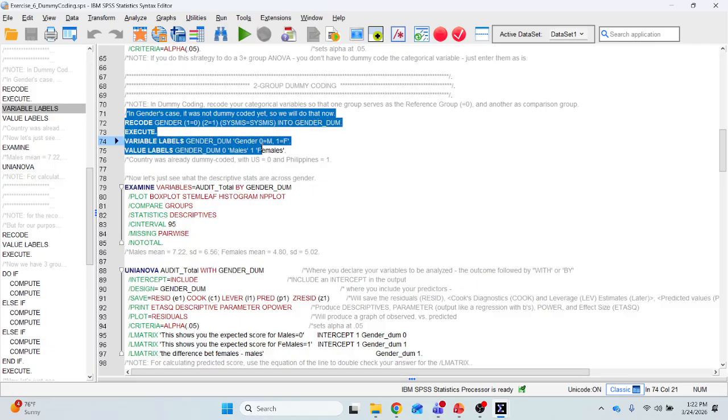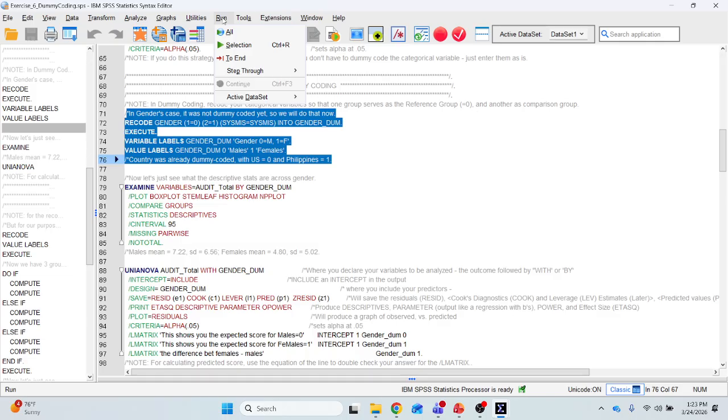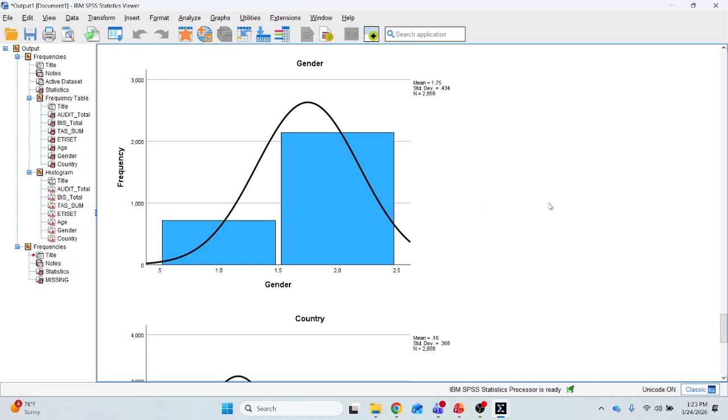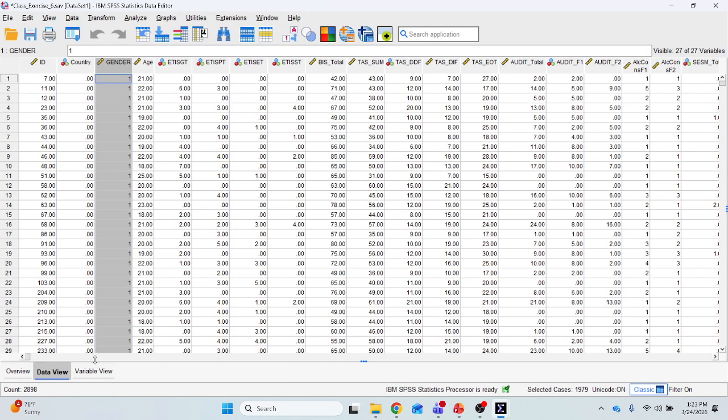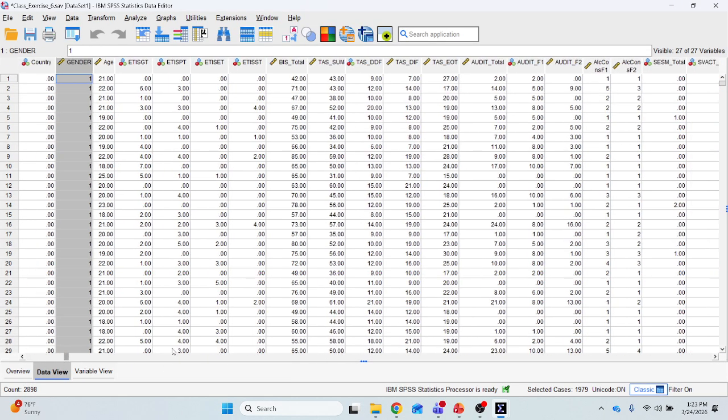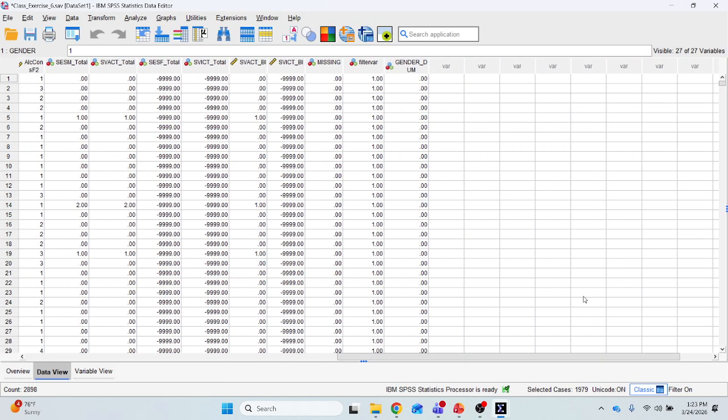If you run 71 to 76, okay. Yep, in exercise 6, dummy coding. If you run that, then you should have a new variable at the end of that, and I named it gender dumb. Got it? Yes.